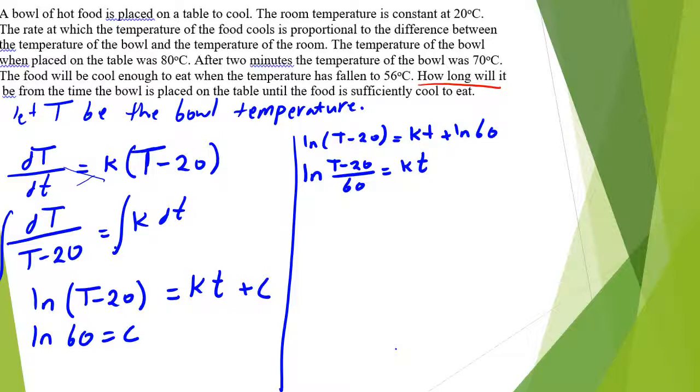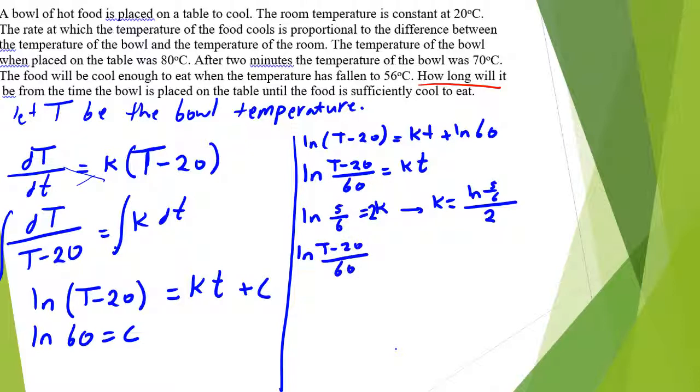Now, next step, I need to find the value of k. The value of k, it says here, after 2 minutes the temperature of the bowl was 70. So ln of 70 minus 20 is 50 over 60, so it's 5 over 6 equals 2k. So I would rearrange, so k equals ln of 5 over 6, over 2. Now I would write my formula. And now you can rearrange to find the t value.